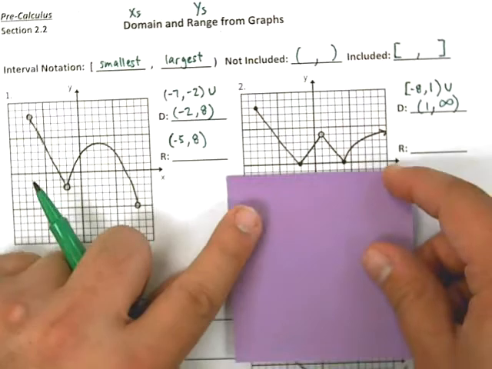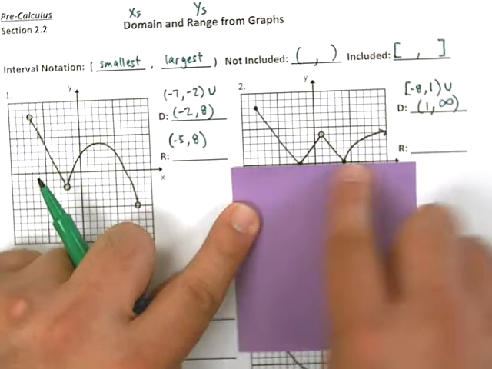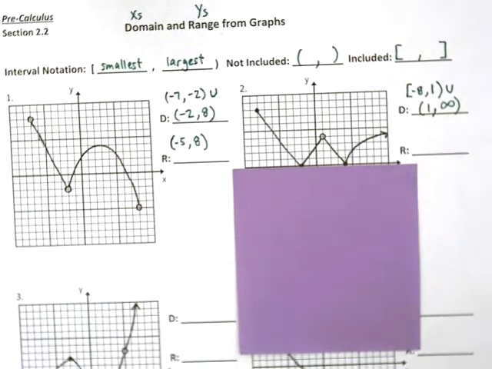From the bottom, we have no points below the x-axis, so we can put our post-it there.